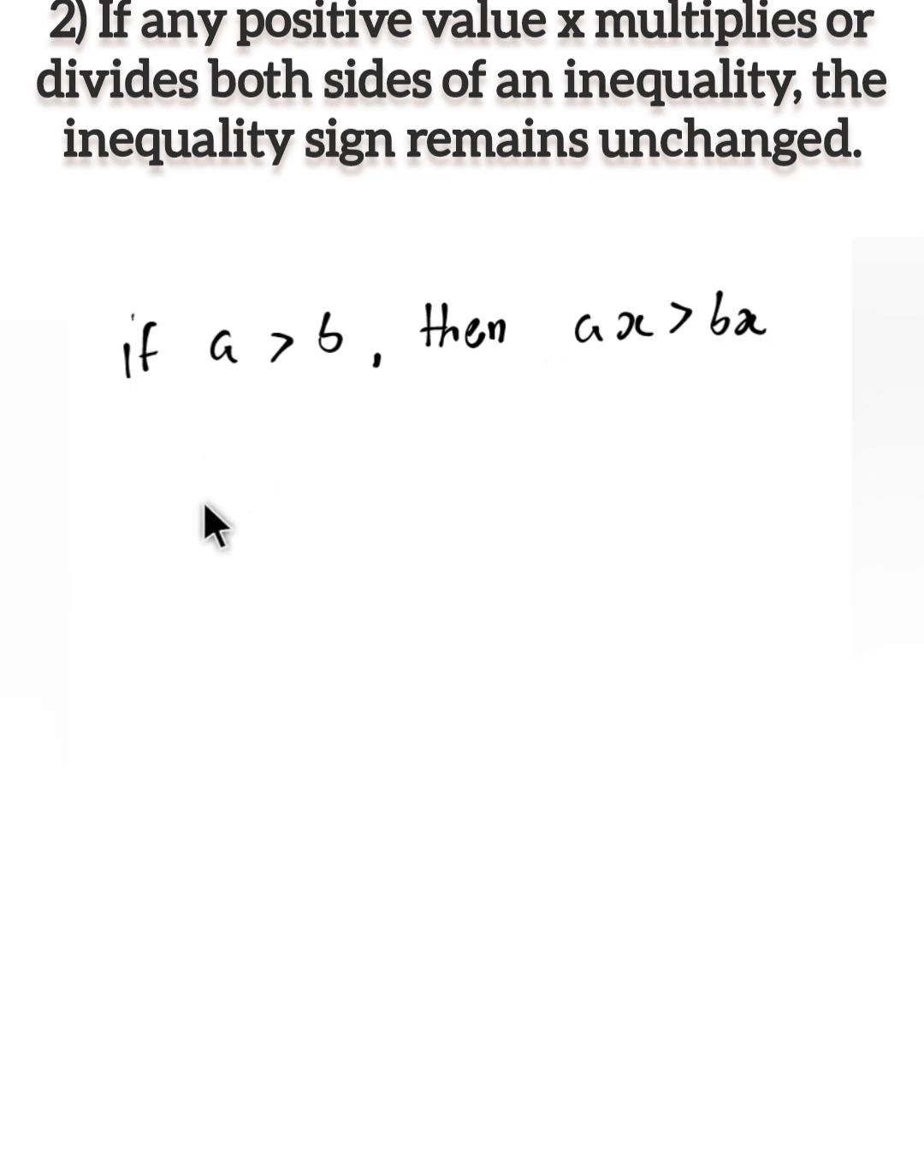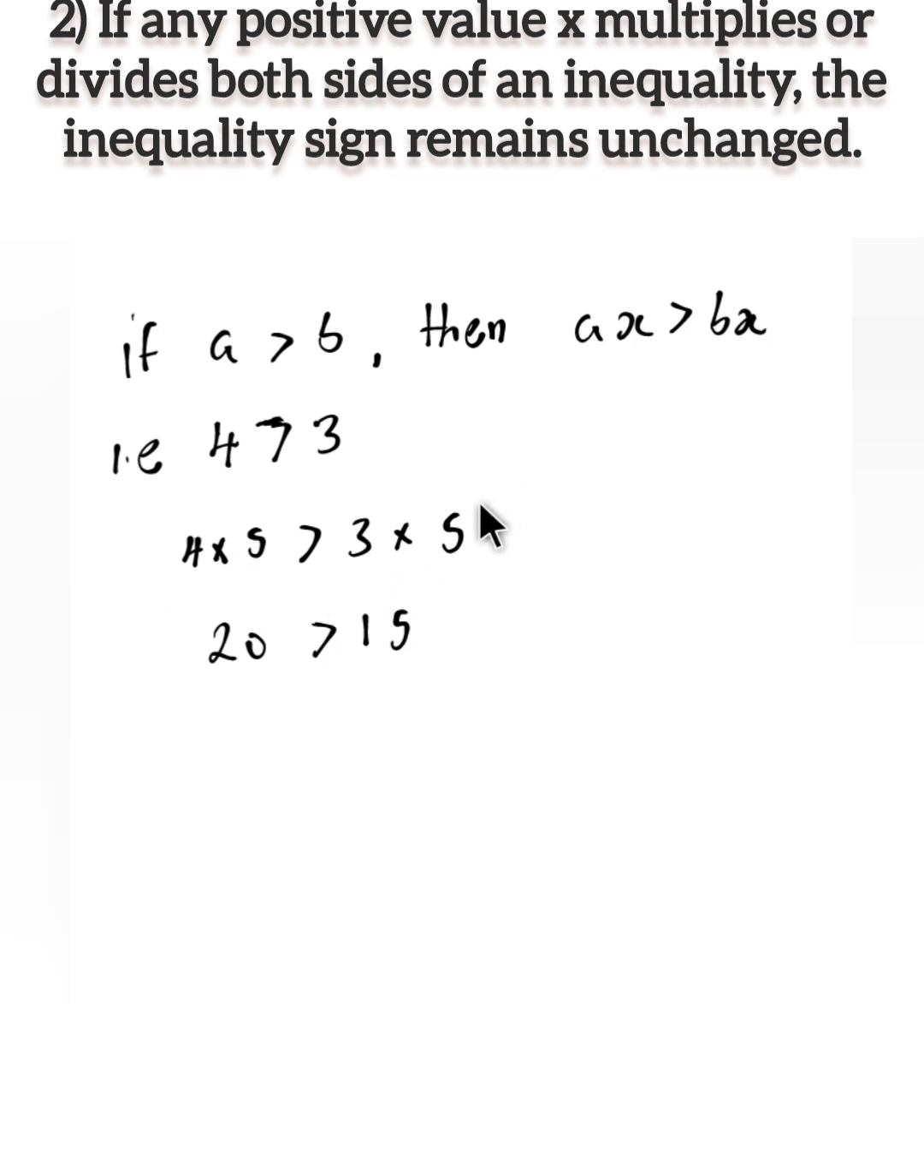So let's consider an example. 4 is greater than 3. So when we multiply 4 and 3 by the same number, let's see if the sign will remain. Let's multiply by 5. Will 4 times 5 be greater than 3 times 5? 4 times 5 is 20, and 3 times 5 is 15. Of course, 20 is greater than 15, so the sign is true.